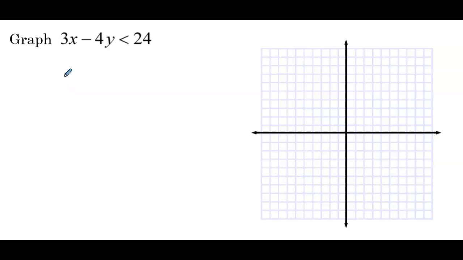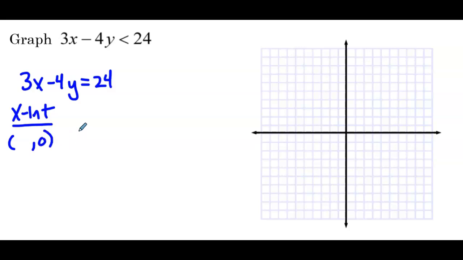So first up, graph 3x minus 4y is less than 24, the same inequality that we started with. First step, we want to just graph the line 3x minus 4y equals 24. Now this is a line in standard form, so to graph it, we're going to first look at the intercepts and see if those are nice points to graph. The x-intercept, remember, happens when y is 0. So we'd have 3x minus 4 times 0 equals 24. So 3x equals 24, x equals 8. So we have the point 8, 0.